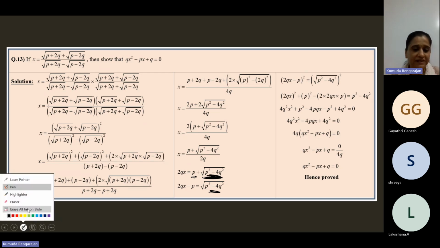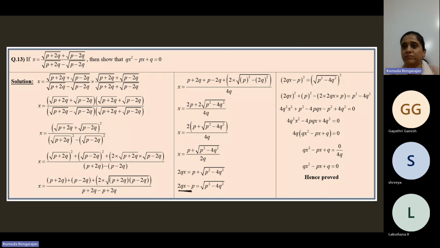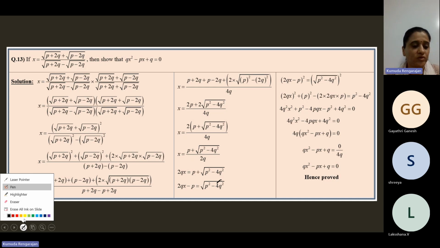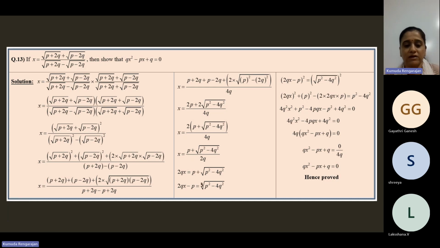So now we have the same three terms, but two of them, which don't have the square root, are on the left-hand side. And this term, which has a square root symbol, is alone on the right-hand side. Now square on both the sides, because when you square, the square and the square root get eliminated. Supposing it was a cube root, then you must cube on both the sides.